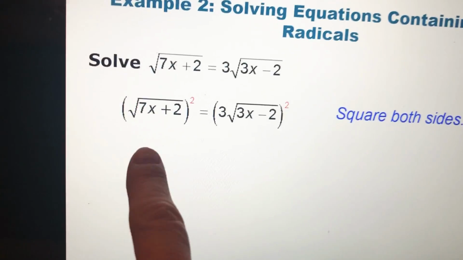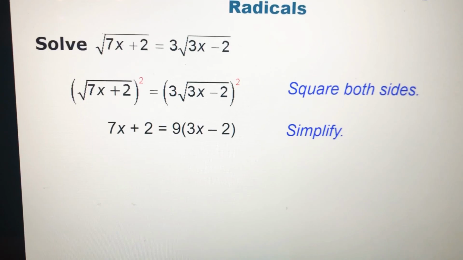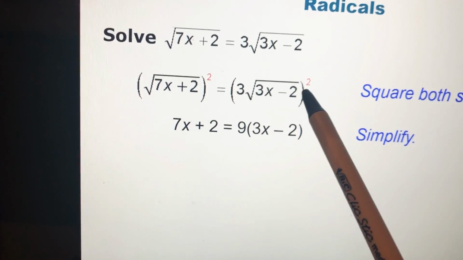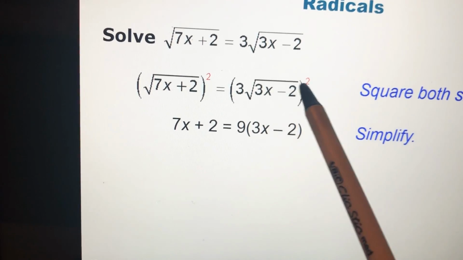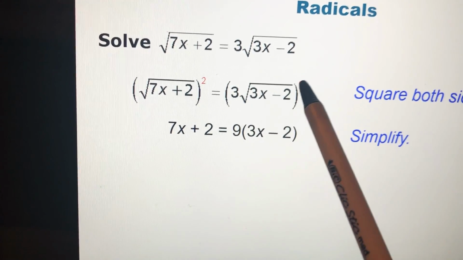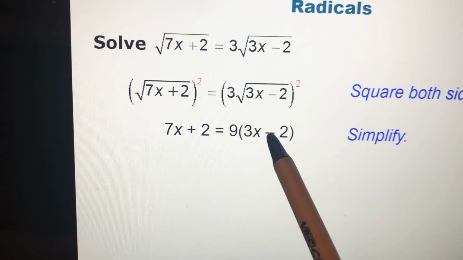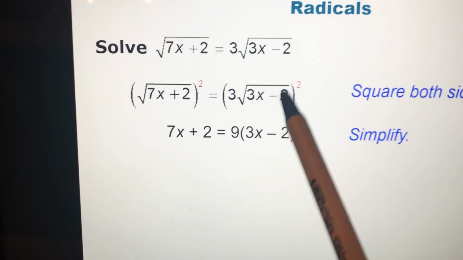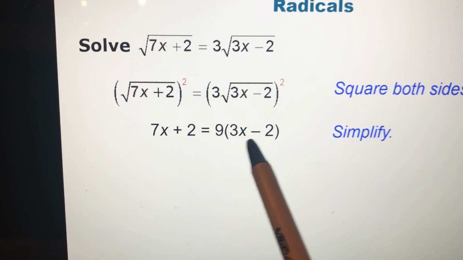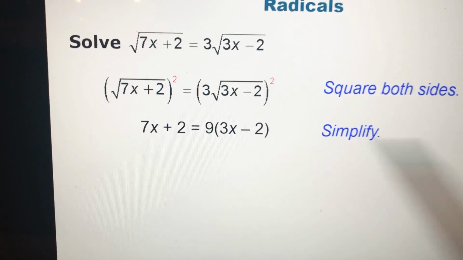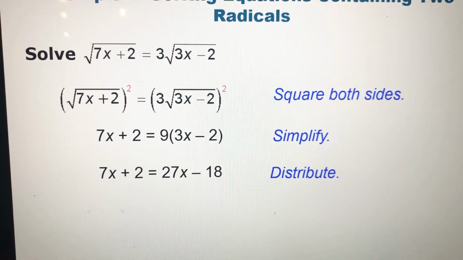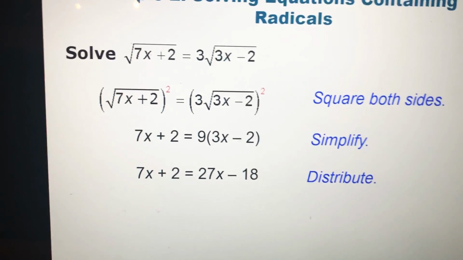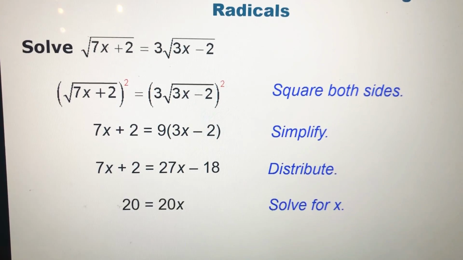So on the left side here, you're going to get the 7x plus 2. On the right side here, the square applies to the 3 and the radical. So I have 9, and then the square and the square root cancel, so I have times 3x minus 2. So be careful, because this is 3 times that, so then you're going to have 9 times that. So you still have to keep distributing here and multiply that out. All right, so I have 7x plus 2 on the left side, and then this here is 27x minus 18. And then we are just going to solve, right?